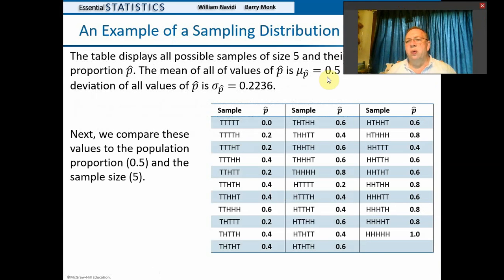Remember, we know from classical probability that the population proportion would be 0.5, 50% heads, 50% tails. But if we flip the coin 5 times, here are all the different variations that we could come up with, and this would be the proportion of heads. We calculated all of these out. This basically develops the population proportion and the sample size from here.